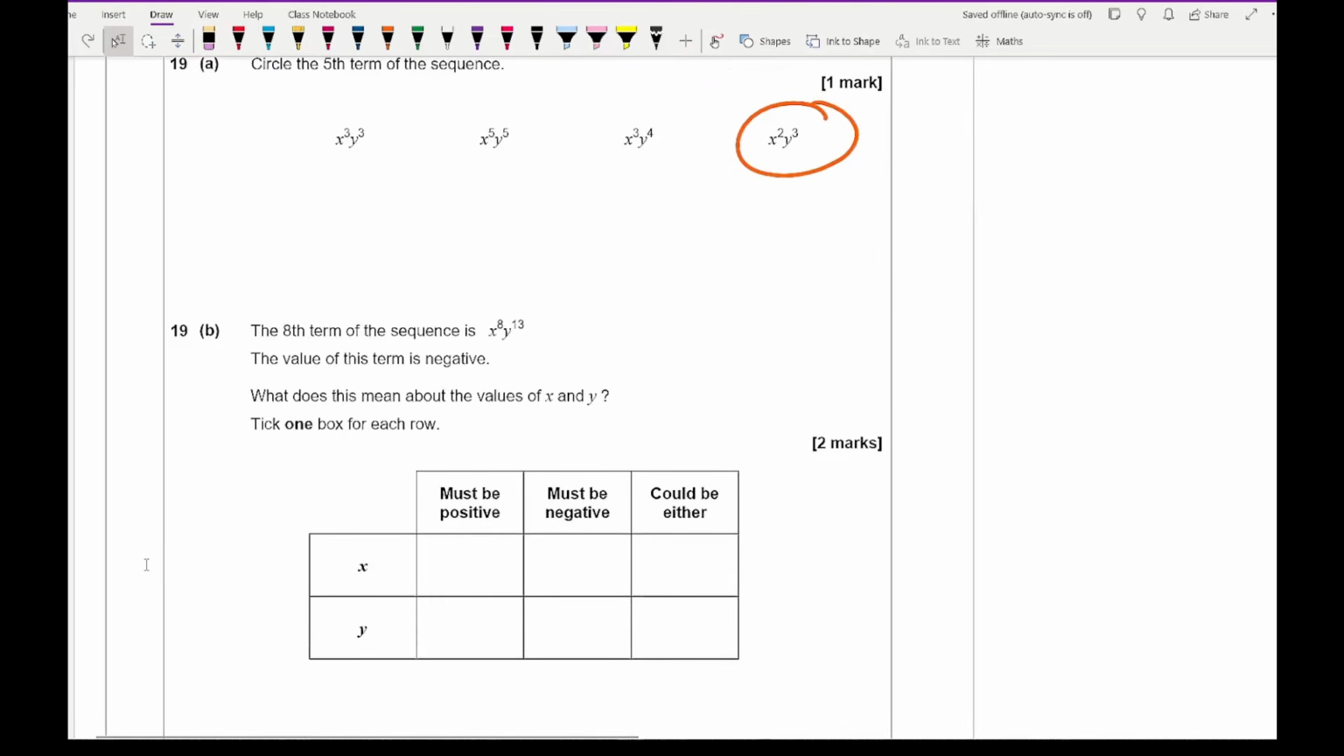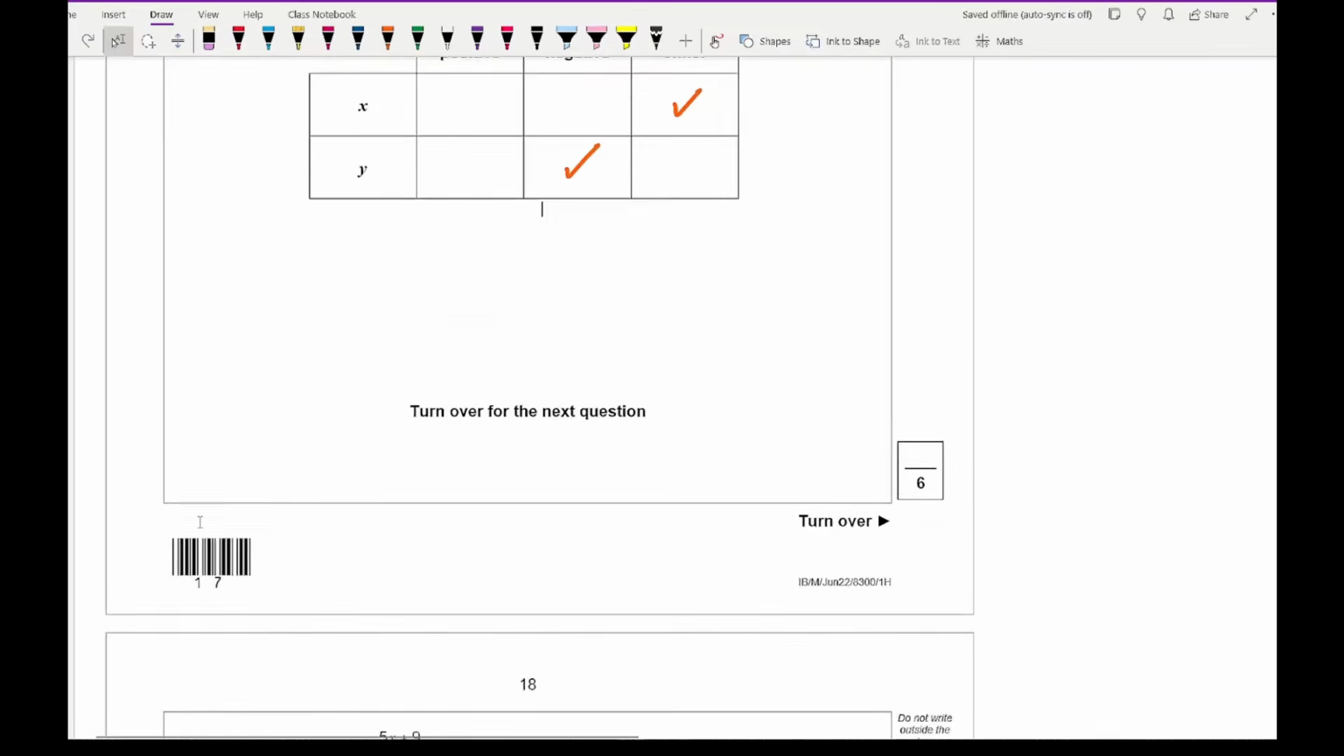It then says the 8th term of the sequence is that, and the value of the term is negative. What does this mean about the values of x and y? Well, x, it doesn't really matter whether x is positive or negative, because it's always going to give you a positive answer because you've got an even power. So this could be either. Now y, because it's got an odd power, that needs to be negative in order for the whole answer to be negative. So the ones you need to have ticked are there.